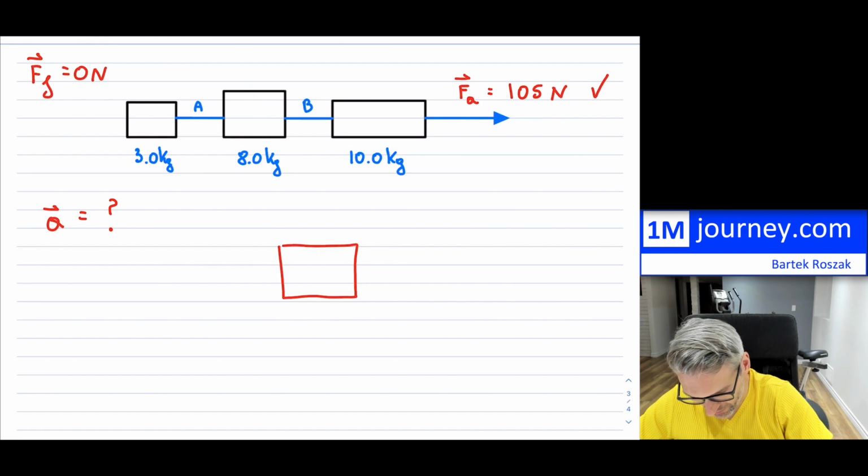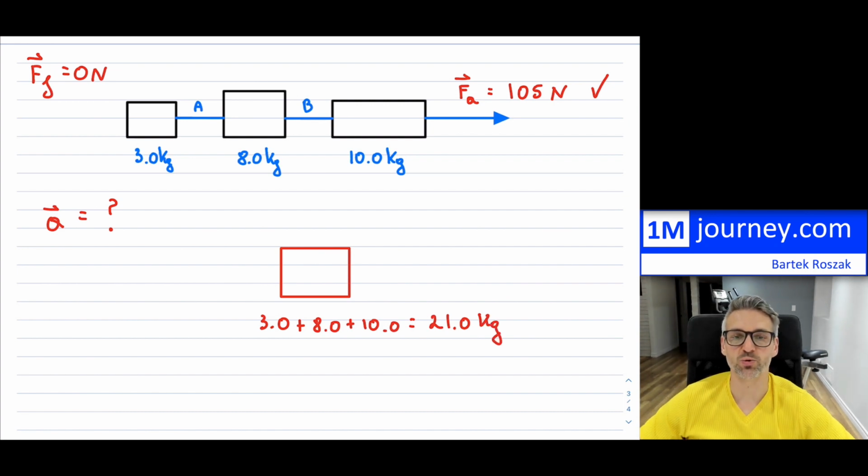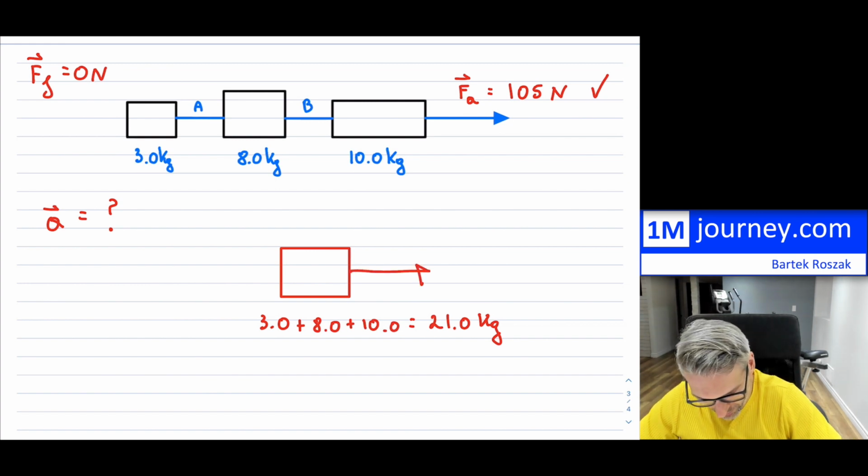So I'm going to draw a free body diagram, and I'm going to say, okay, well, on this free body diagram, this is going to be a mass of 3 kilograms plus 8 kilograms plus 10 kilograms in total. And so that, I guess, will be 21 kilograms that I would have. So it's almost like I'm treating it as one object entirely. And now I would draw all my forces. So I know that I have a force of 105 newtons in here.